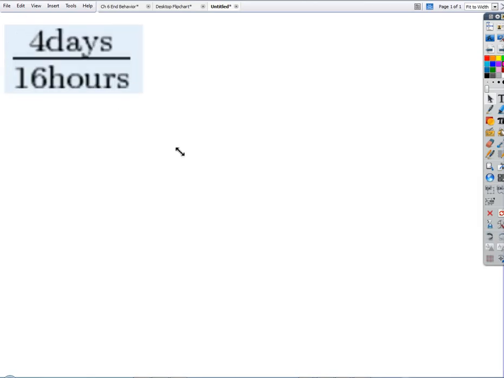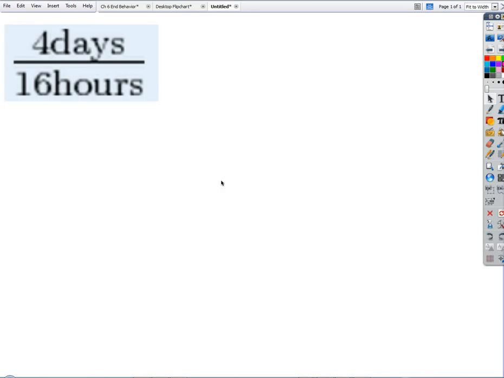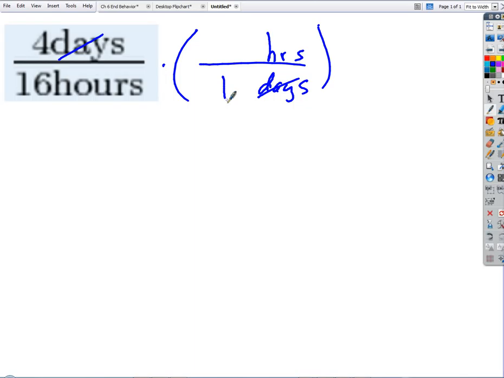Okay, so if we want to convert that, which one are we going to convert? Days to hours or hours to days? Days to hours. We always start with the bigger unit and convert it into smaller units, right? So we could multiply through by the changer. We're going to want to have days on the bottom, so those will cancel, right? And then hours on the top. And 1 day is how many hours? 24. So there we go. Now we could just multiply straight across.